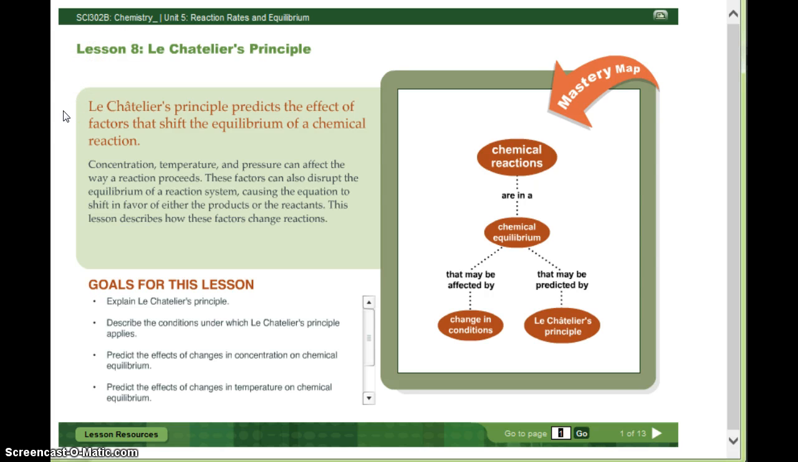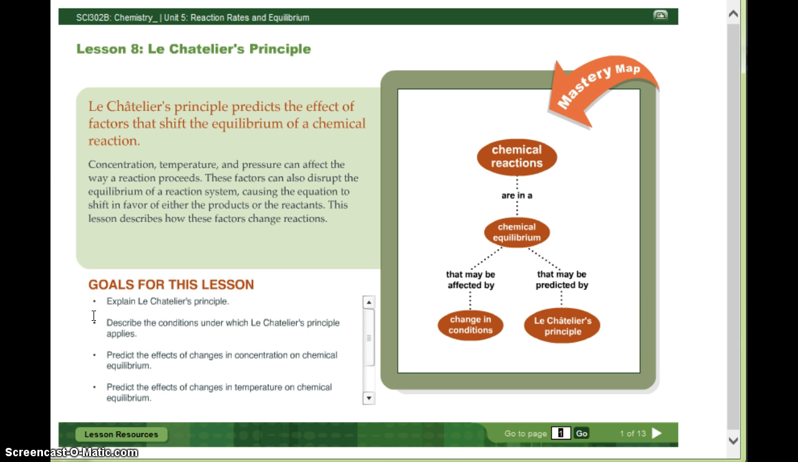Le Chatelier's principle predicts the effect of factors that shift the equilibrium of a chemical reaction. Concentration, temperature, and pressure can affect the way a reaction proceeds. These factors can also disrupt the equilibrium of a reaction system, causing the equation to shift in favor of either the products or the reactants. This lesson describes how these factors change reactions.